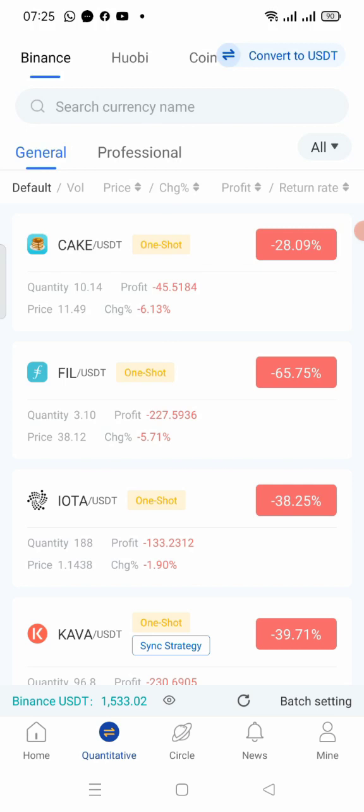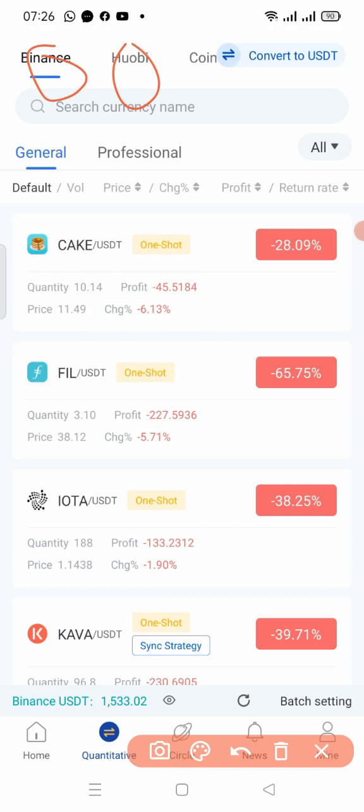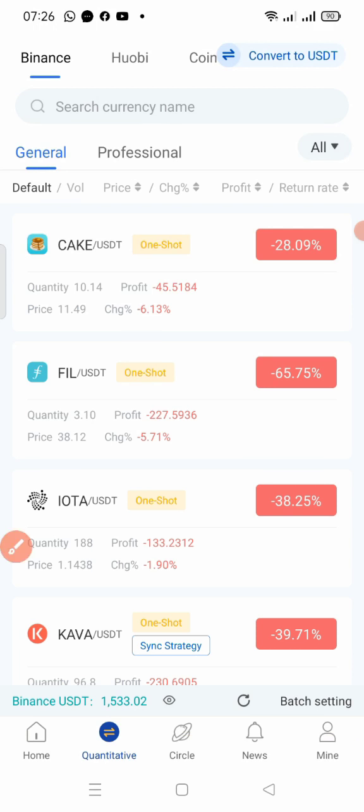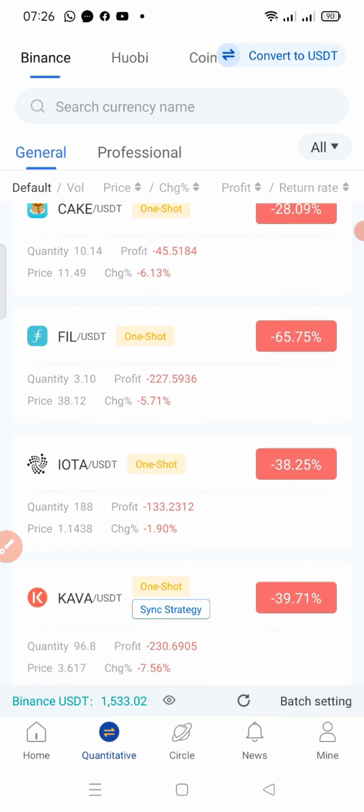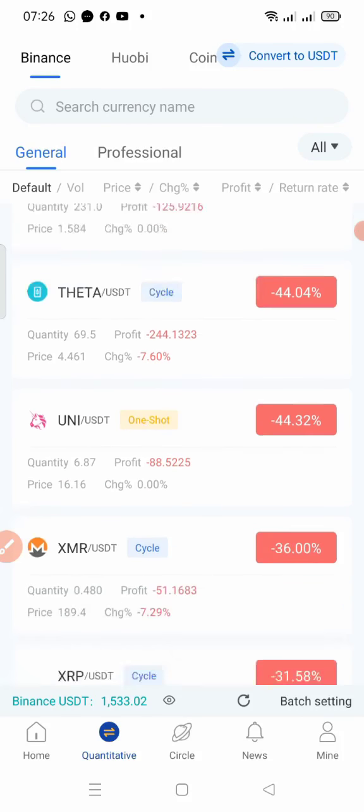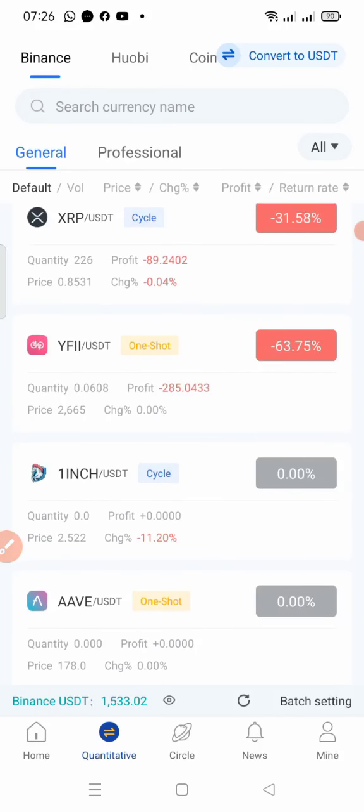So if we're looking at this list here, remember that in Royalq you have both Binance and Obi. You're going to choose one of them, and you're going to see general and professional. So you're going to look through both the general and professional. Now you can see I have a lot of trades here already, so I'm going to focus on the ones that I don't have trades on and try to identify the least performing ones. So let me look through and see the least performing ones that I don't have trades on.